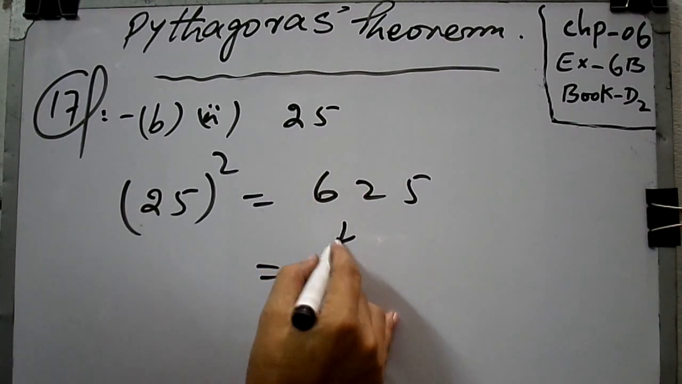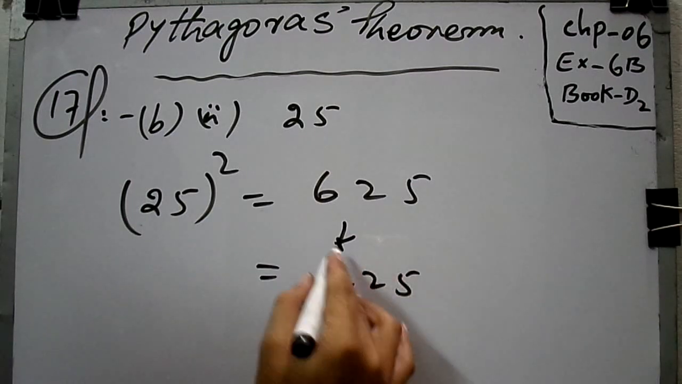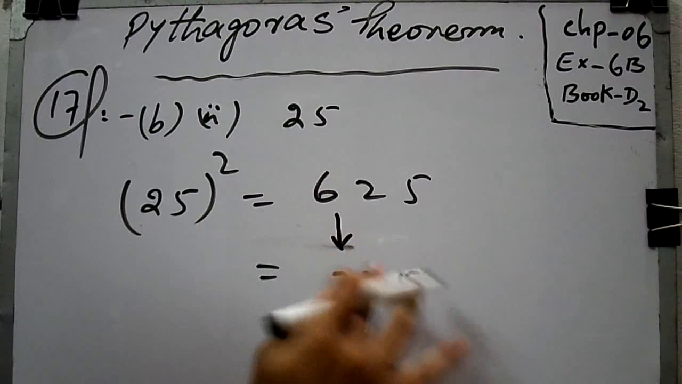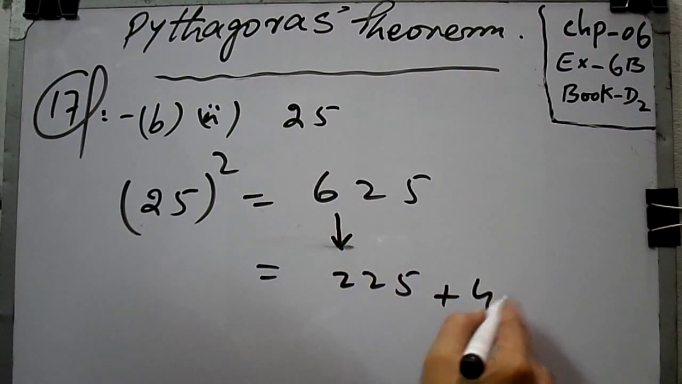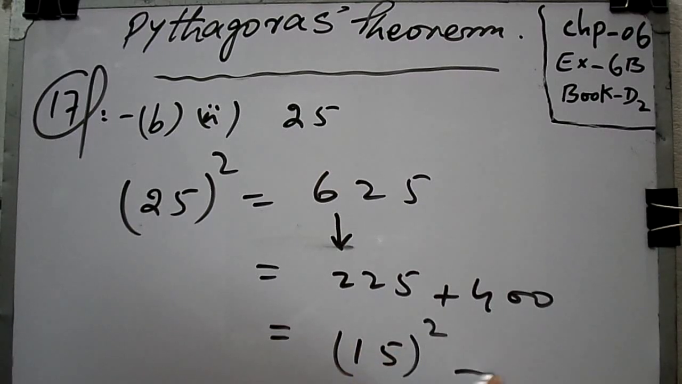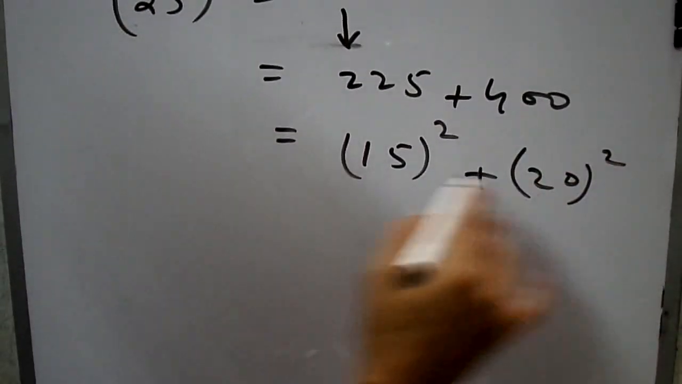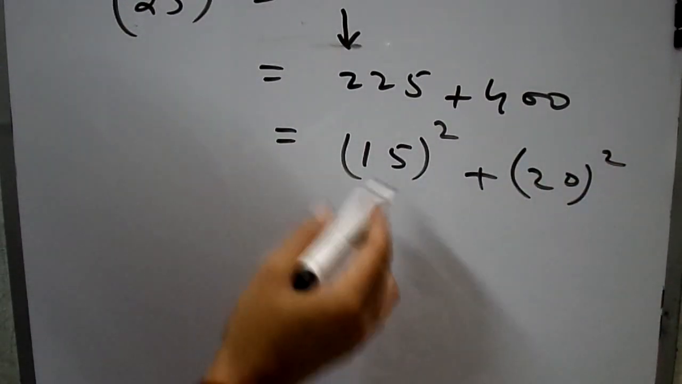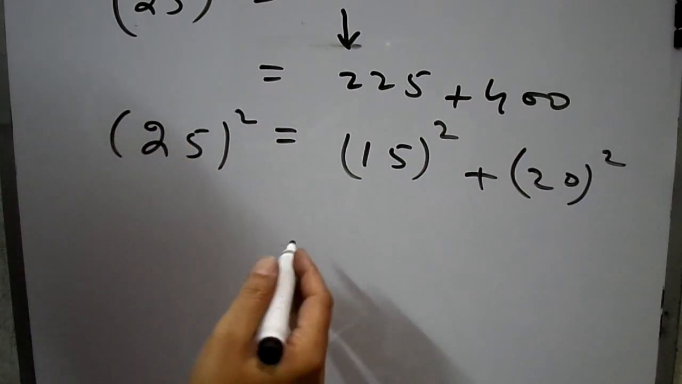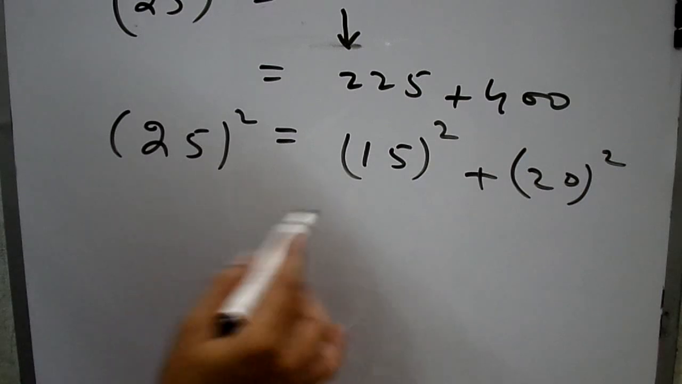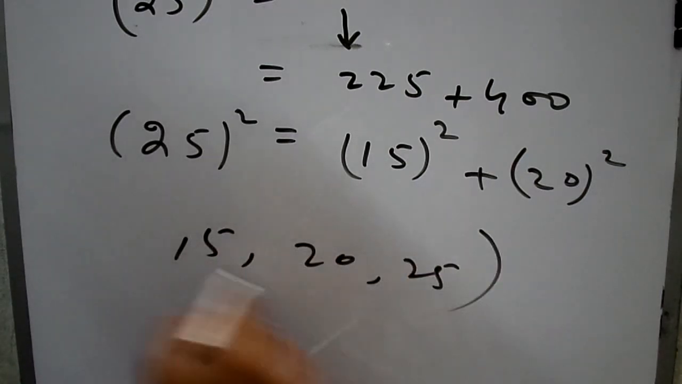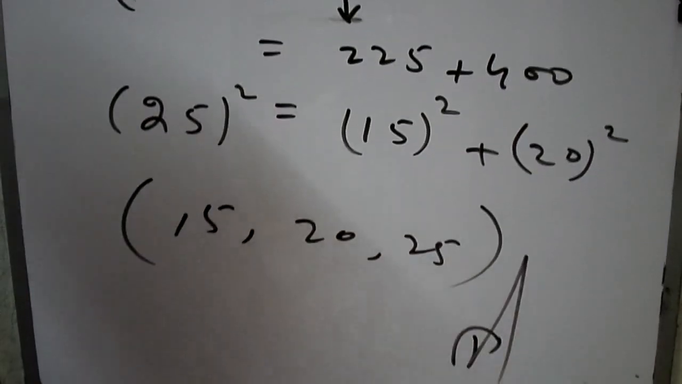So you have to segregate it: that is 225 plus 400. So it will give you 15 and 20 whole square, and you can say that this is your 25 whole square. So you can form the Pythagorean triple, that is one is 15, second is 20, third is 25. That is your required result.